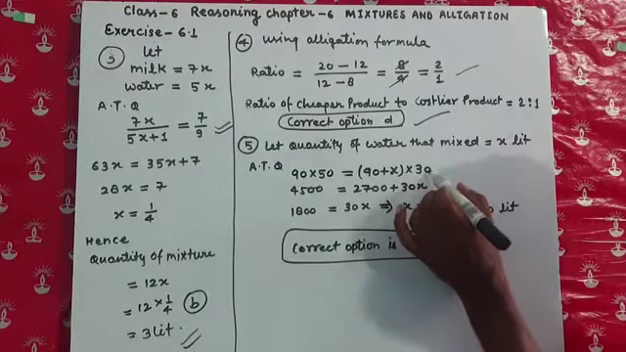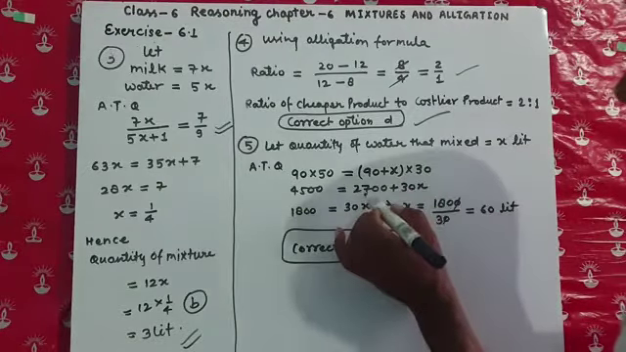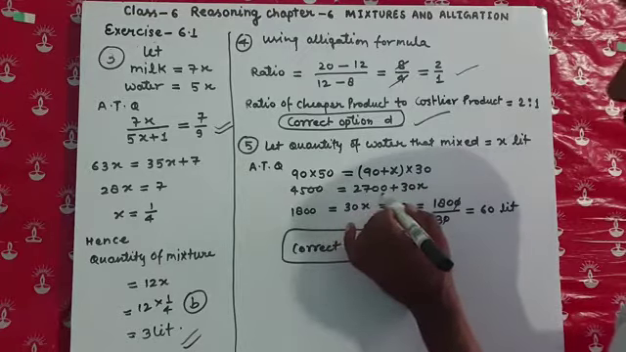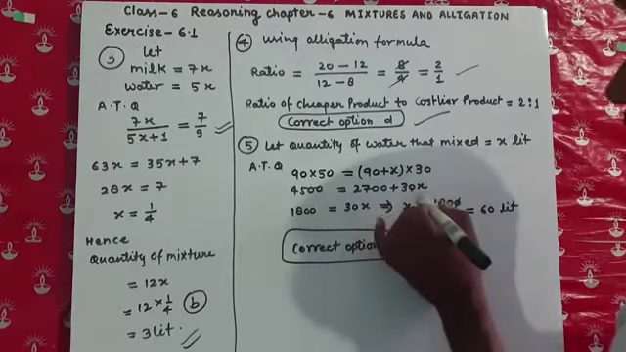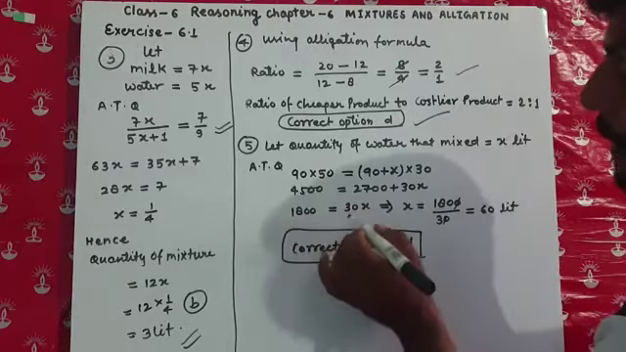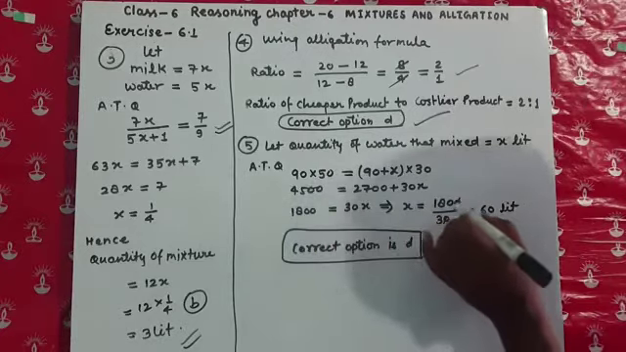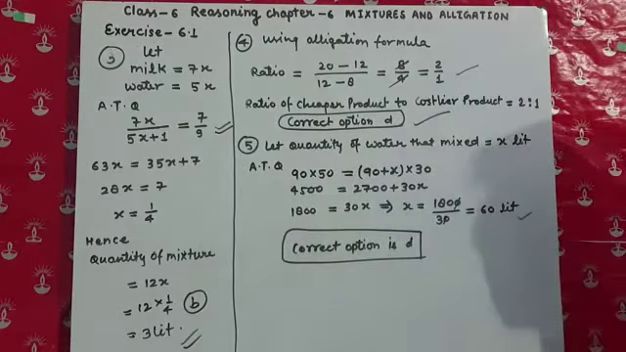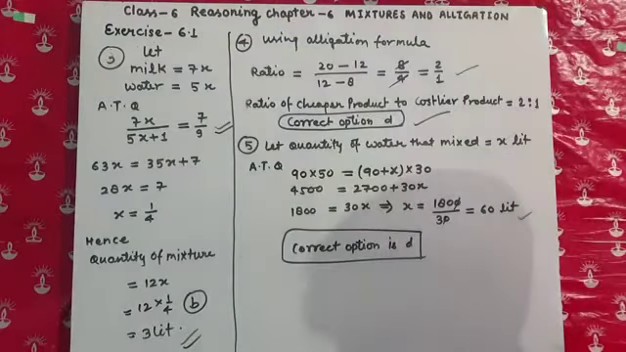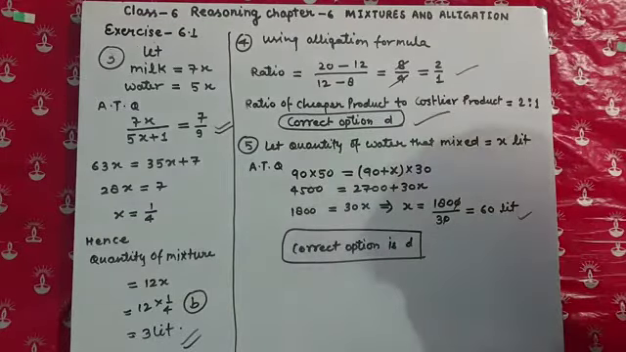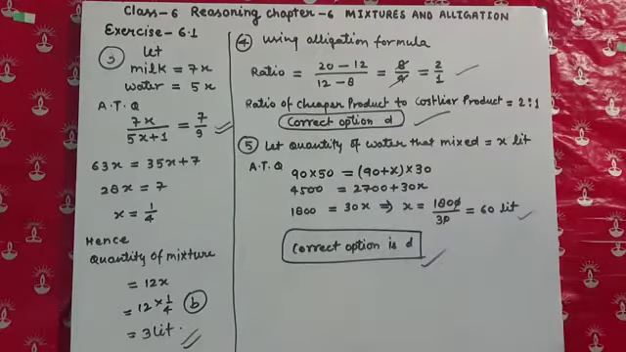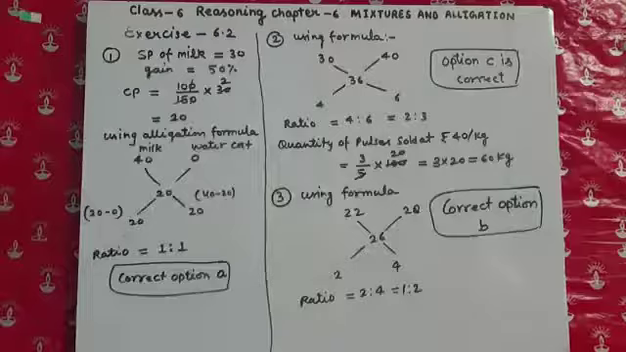Then solving, 30 times 90 becomes 2700, that means 2700 plus 30x. After solving, we get 1800 equals 30x, so x equals 60 liters. So simply we have to add 60 liters of water to the milk. So the correct option is option D. Now exercise 6.1 has been completed. Now I am going to exercise 6.2.